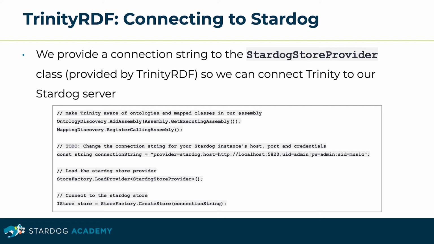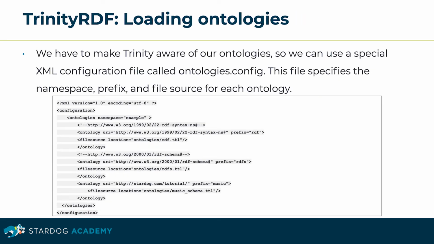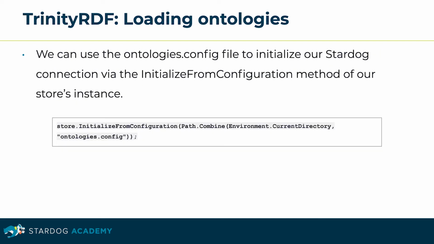to the Stardog server. We have to make TrinityRDF aware of our ontologies, so we can use a special XML configuration file called ontologies.config. This file specifies namespace, prefix, and file source for each ontology. We can use the ontologies config file to initialize our Stardog connection via the initialize from configuration method of our store's instance.